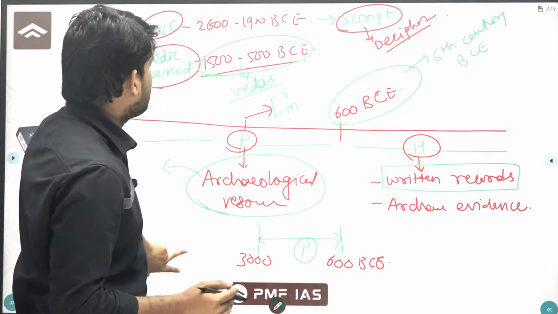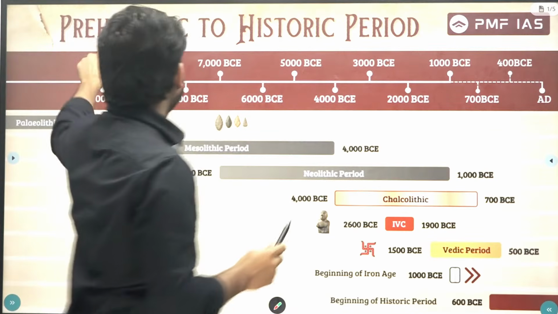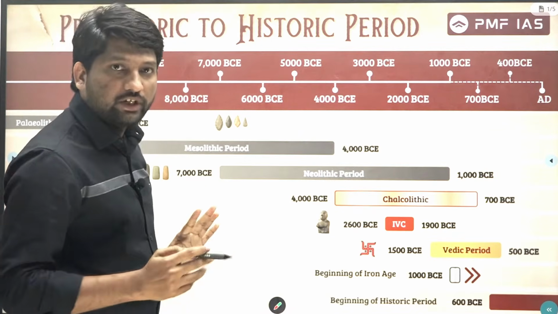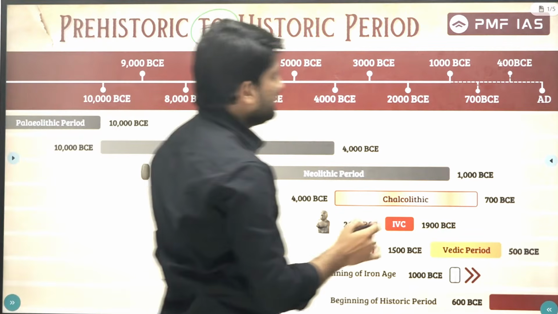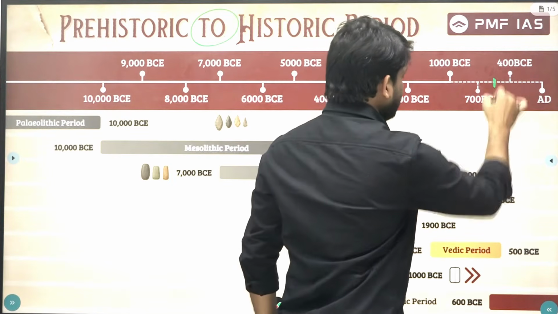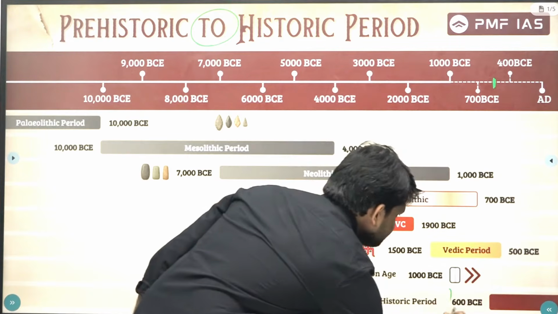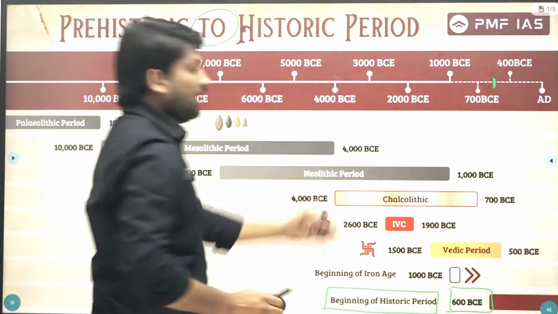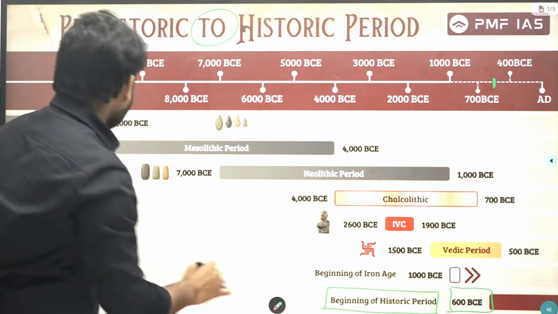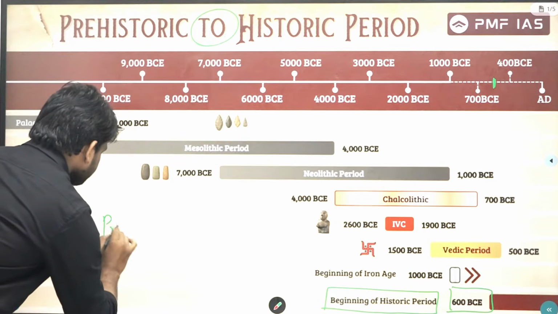Now we will consider this one by one. So this is prehistoric to historic period. This transition is 600 BC. Around this 600 BC, we have the beginning of the historic period. And before this 600 BC, we have prehistory.